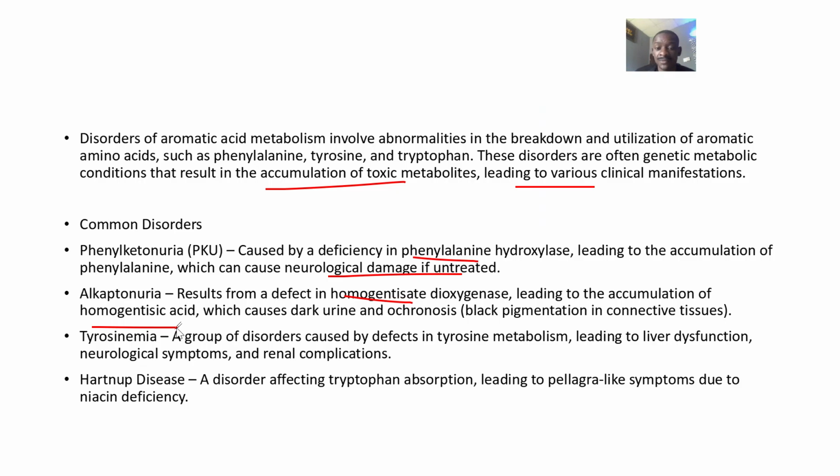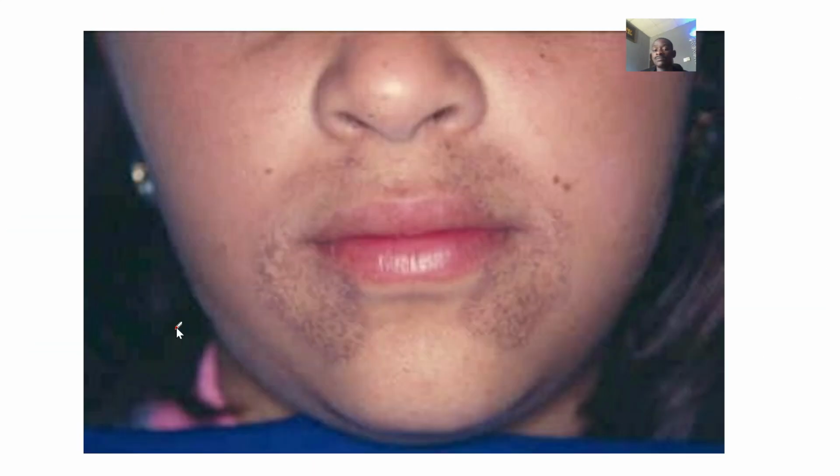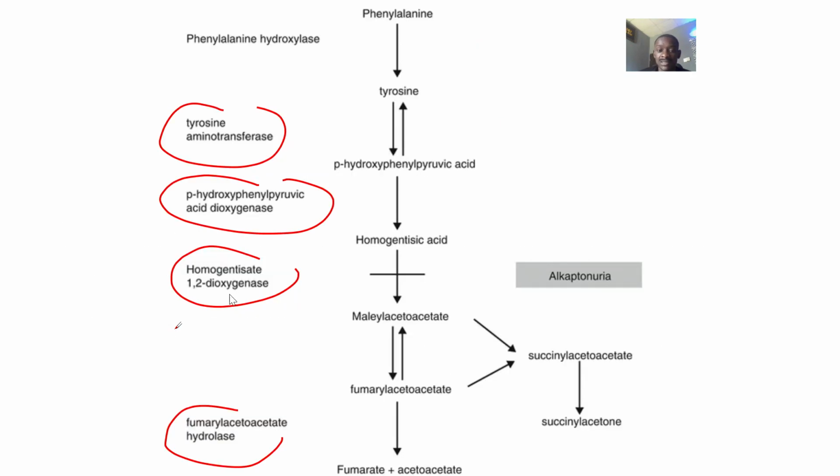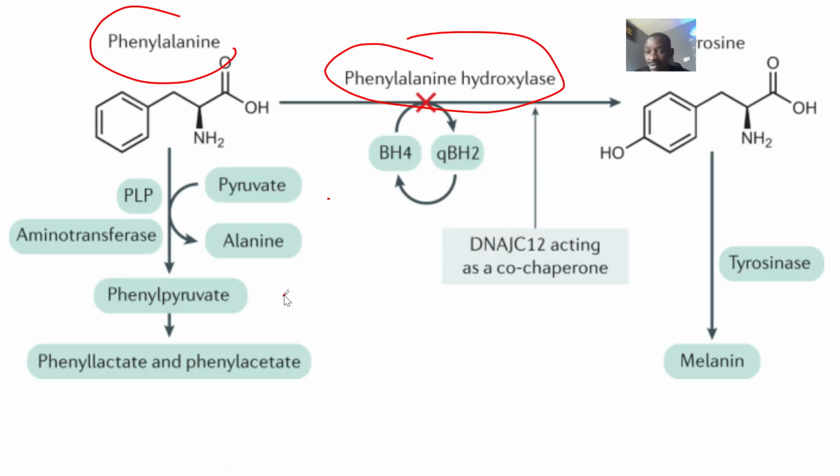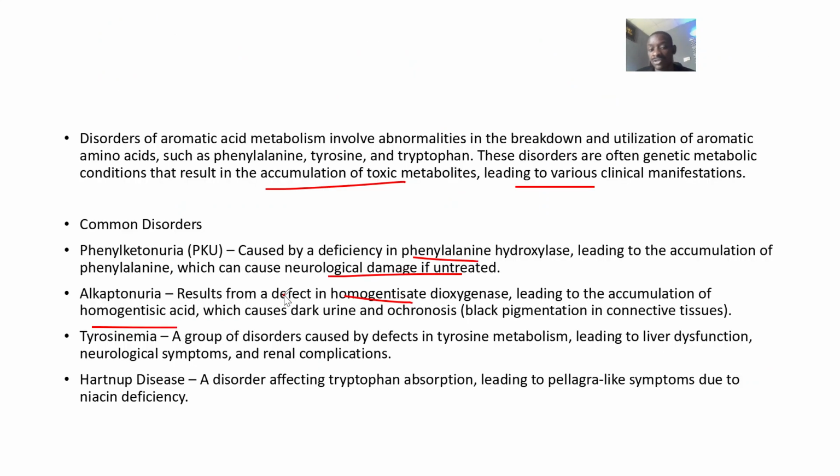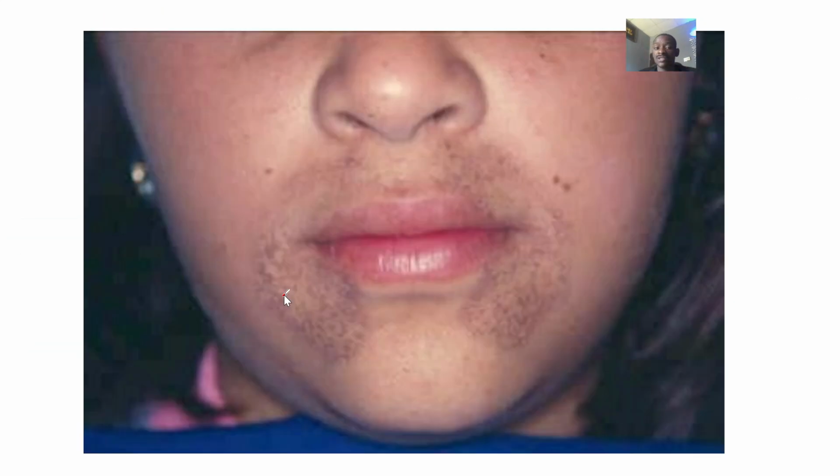So Tyrosinemia, that one is a defect in tyrosine metabolism leading to dysfunctions. Now in Tyrosinemia, there could be defects in different enzymes. You see from this tyrosine, there could be defects in tyrosine aminotransferase. There could be defects in p-hydroxyphenylpyruvic acid dioxygenase. There could be defects in homogentisate dioxygenase. So they are now reclassified into type 1, type 2, type 3. We'll look at tyrosine in depth, don't worry. Hartnup disease is a disorder that affects tryptophan absorption, leading to pellagra-like symptoms. Okay, due to deficiency of niacin.